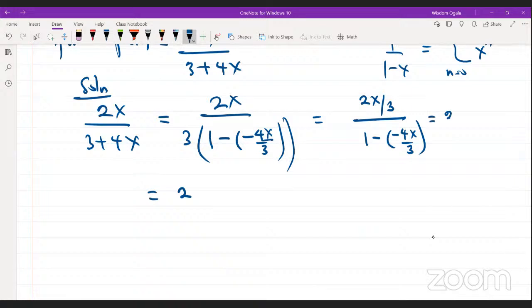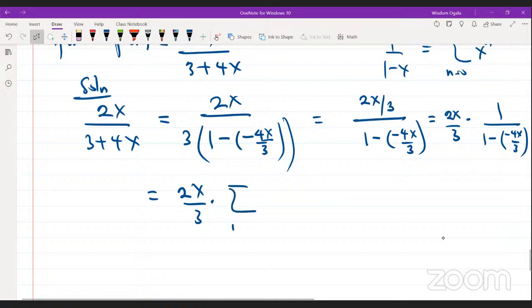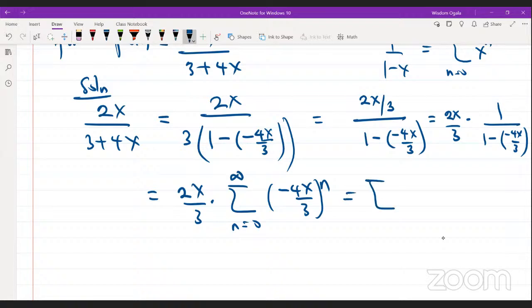Of course, this guy is the same thing as 2x over 3 times 1 over 1 minus 4x over 3, right? So this is 2x over 3 times the sum n from 0 to infinity. Now remember, you're replacing x by negative 4x over 3 to the power of n. But we're not done yet. You cannot stop this way. This is x. You have to take it in. If you take that guy in, you have the sum n from 0 to infinity, 2x over 3 times negative 4x over 3 to the power of n.